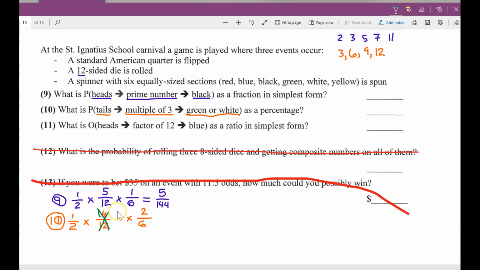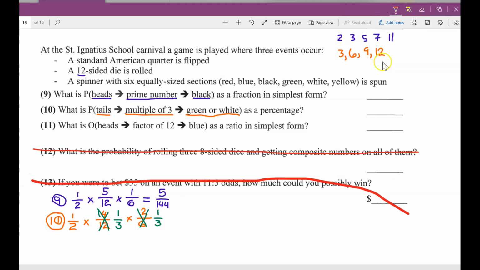4 divided by 4 is 1. 12 divided by 4 is 3. So 4 twelfths simplifies to 1/3. What about 2 sixths? Both of those can be divided by 2. 2 divided by 2 is 1, and 6 divided by 2 is 3. So that also simplifies to 1/3.